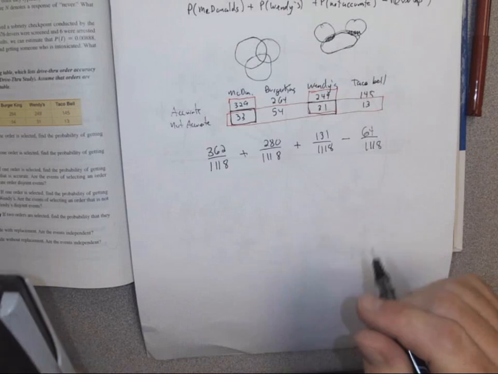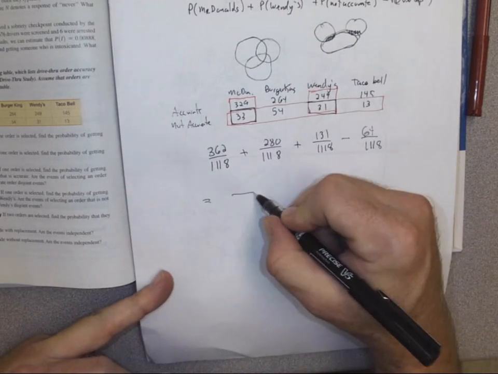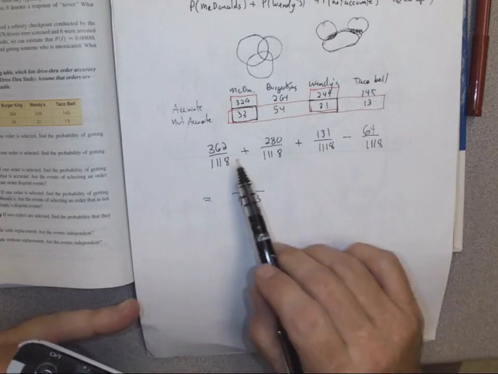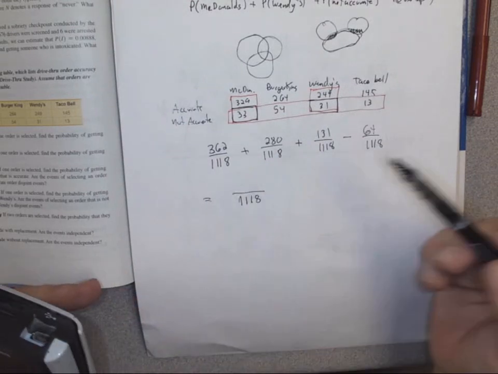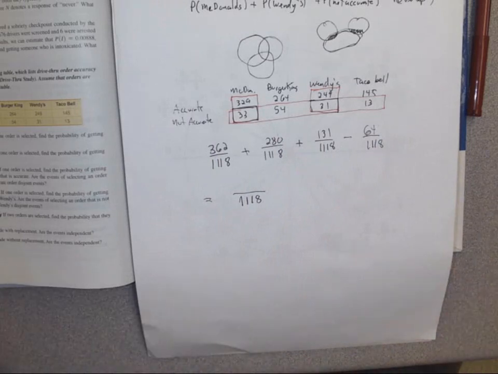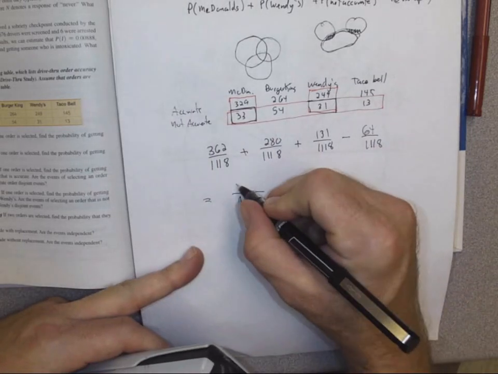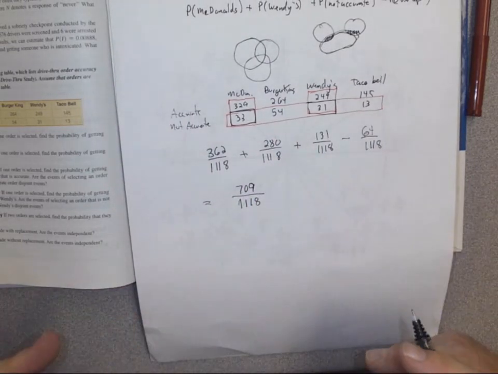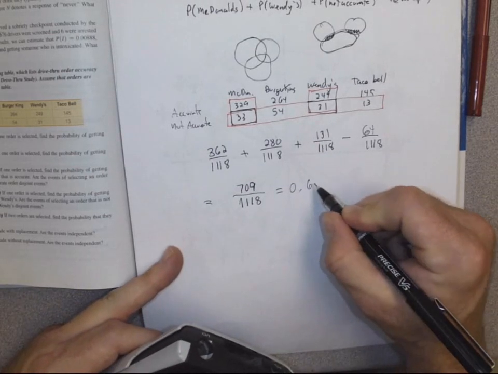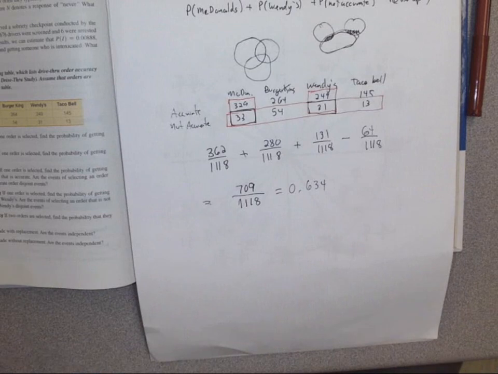Alright, so I'm going to add all these numbers, and when we do addition, the denominator doesn't change because they're all the same, right? So just add the numerators, combining them through their operations. So this plus this minus this. So 709. What was it? 0.634. Fantastic.